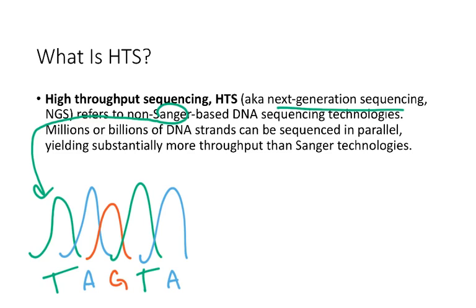High throughput sequencing is not Sanger sequencing, but because it's not, what it can do is give you millions or billions of DNA strands sequenced at the same time in parallel. That's why it's called high throughput sequencing. And so that gives us much more throughput than Sanger technologies, which again are only doing one gene at a time. So high throughput sequencing can look at every gene in the genome simultaneously with this technology.